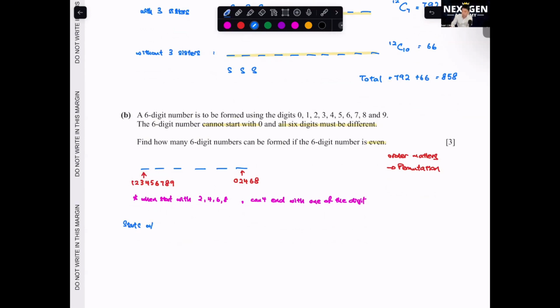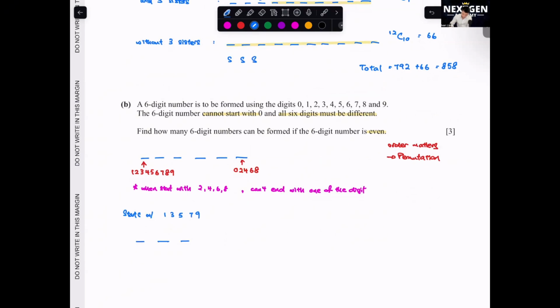Starts with odd number. Okay, 1, 3, 5, 7, and 9. If we start with 1, 3, 5, 7, and 9, we've got 5 choices here. At the end, here we can put 0, 2, 4, 6, 8. All also can. Okay, so what will be the calculation here? This one will be 5P1. Total, we got how many digits? 10 of it, you use 2 digits at the ends, so the middle is 8P4. 5P1 times 5P1 times 8P4. Okay, we'll get over here 42000.